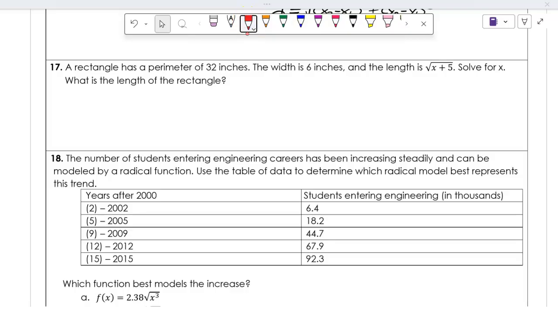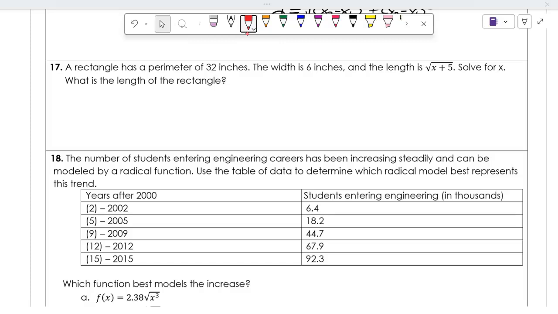a rectangle has a perimeter of 32 inches. The width is 6 inches and the length is the square root of x plus 5. Solve for x. What is the length of the rectangle? So now notice here, it initially tells me to solve for x. And so it's telling me right now that that's what it's wanting me to find.